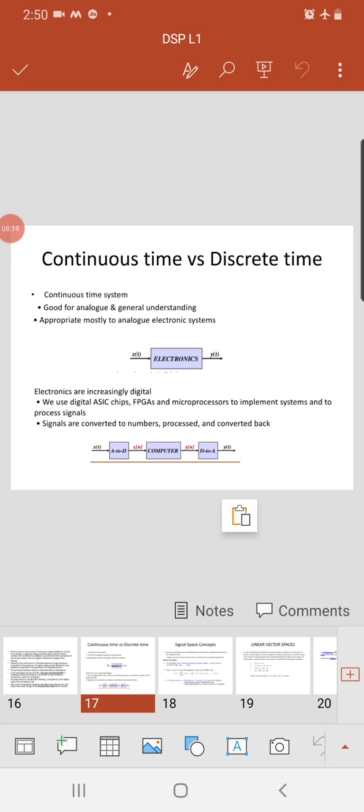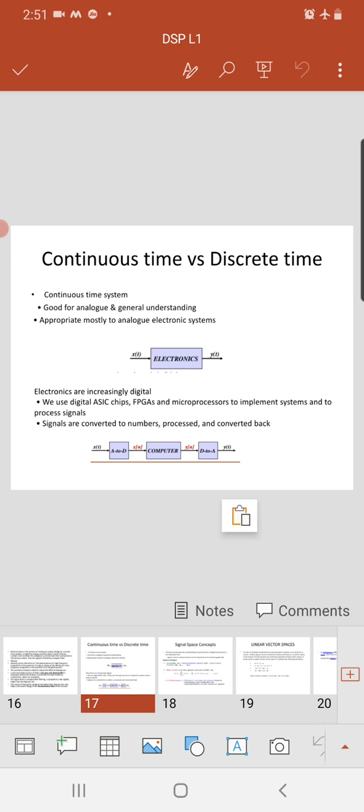The next topic is continuous time versus discrete time. A continuous time system is good for analog and general understanding, and is appropriate mostly to analog electronic systems, that is, x of t is given to one system, then y of t is the output. The electronics are increasingly digital, so we use digital ASIC chips, FPGAs, and microprocessors to implement the system and to process the signals. Signals are converted to numbers, processed, and converted back.